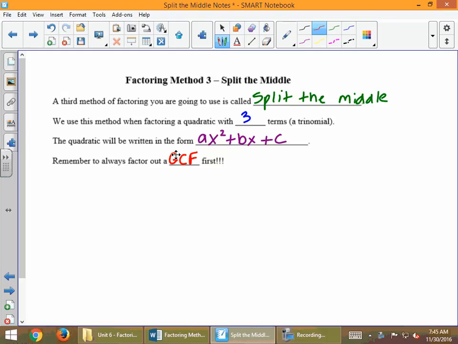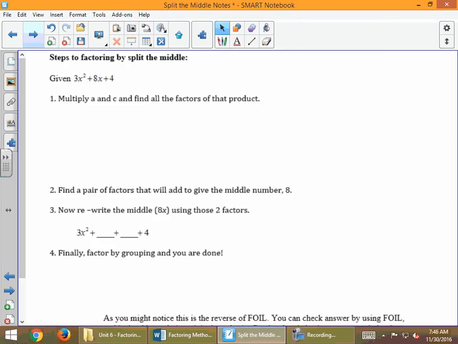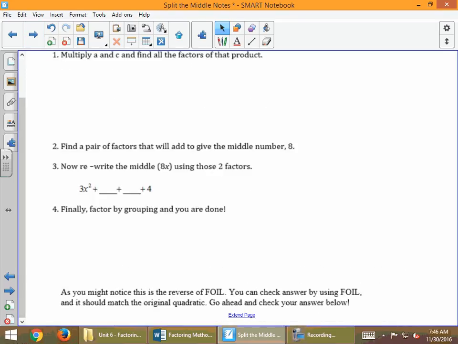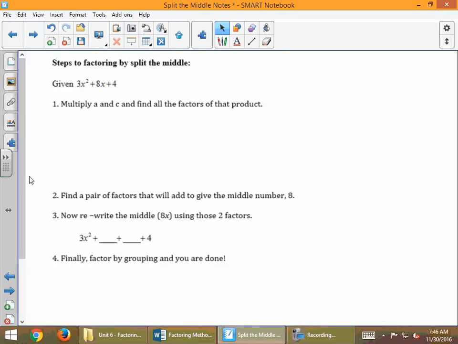And you just look. I take out a GCF. And then notice I have three terms, so I'm going to use this method to split the middle. Here are the steps to factor using split the middle.